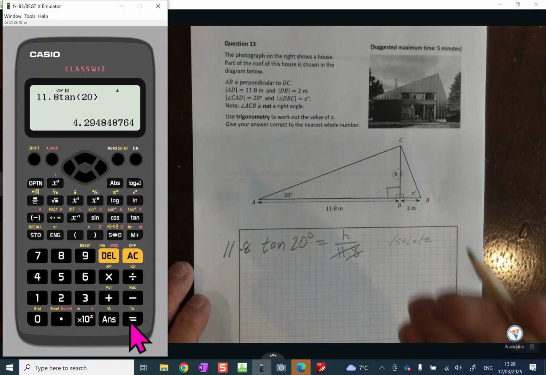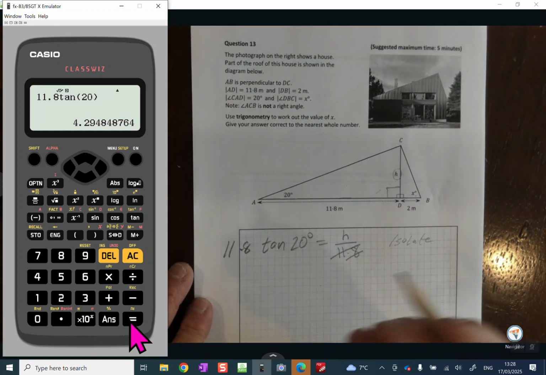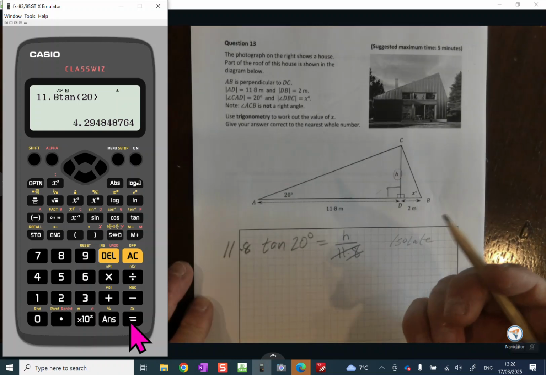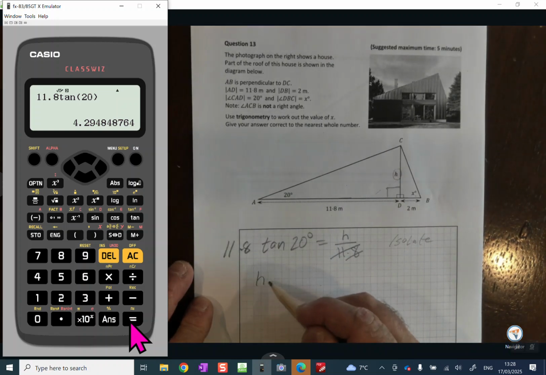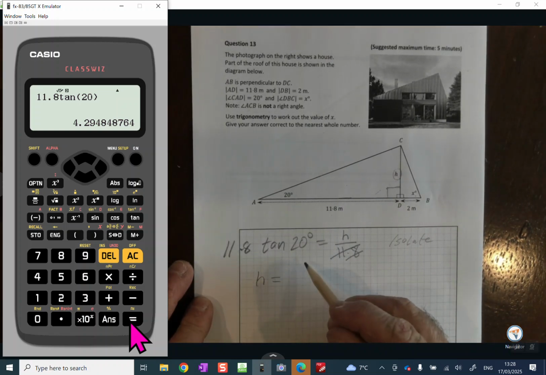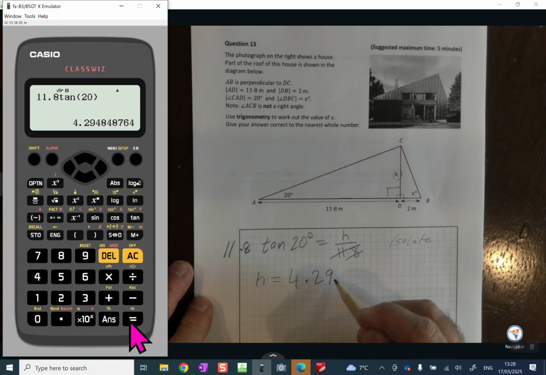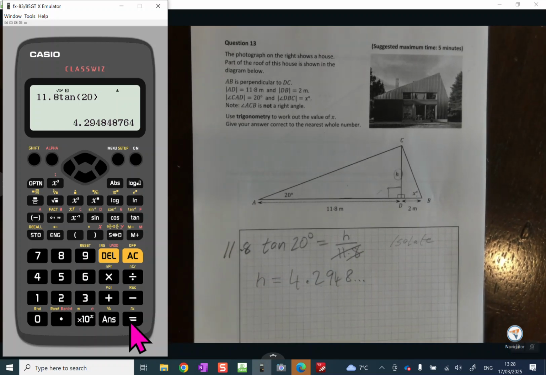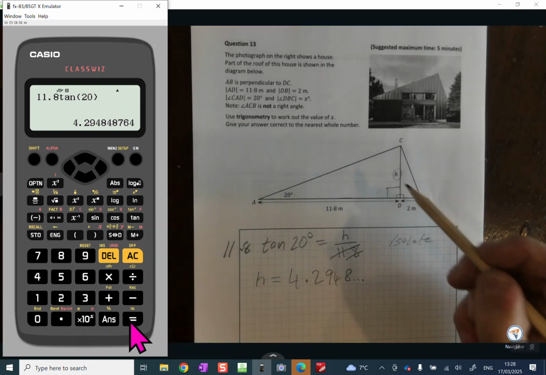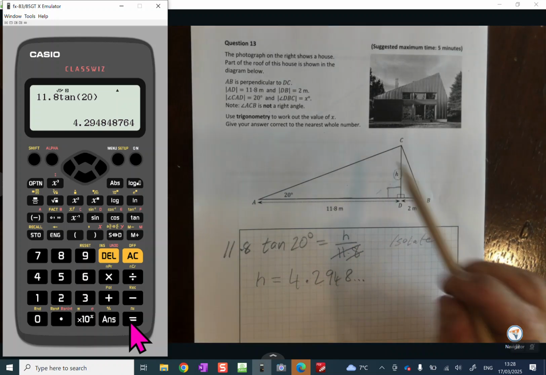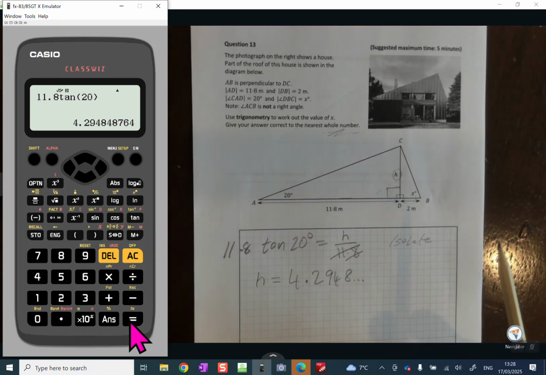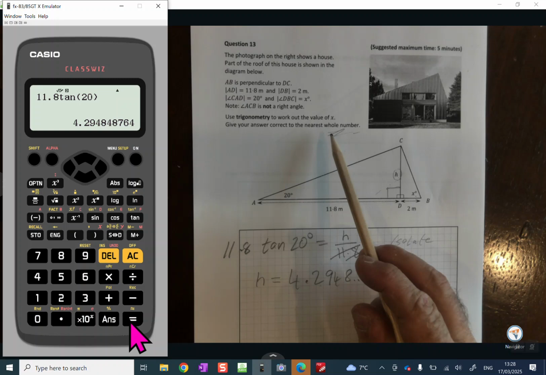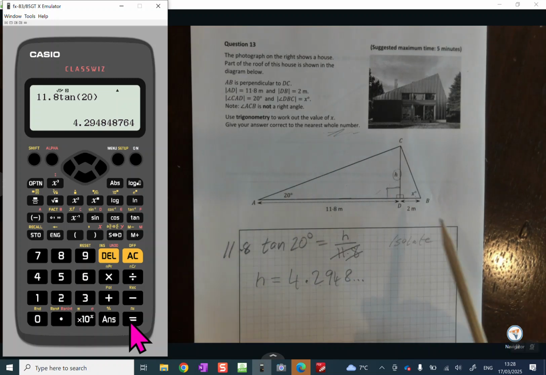Okay, now unfortunately that's a real number, so I can never write it down perfectly accurately, but I'll write it down to several figures. 4.2948. Okay, and that'll do me fine, because remember they only want a whole number on this, so 4 figures here is more than enough precision as we go through the problem.